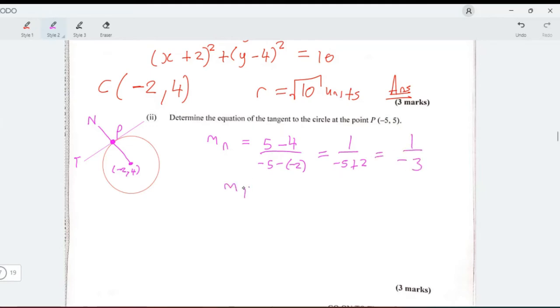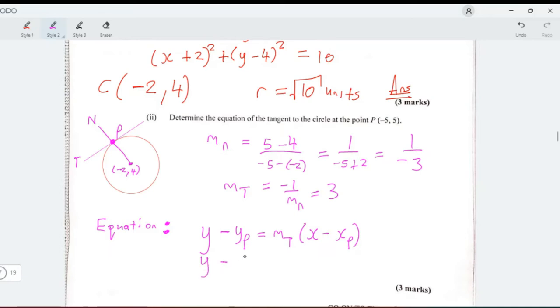So therefore, the gradient of the tangent, which is minus 1 over the gradient of the normal, that's now positive 3. Once we get the gradient of the tangent, remember now the equation is given by, you can use either y equal mx plus c, or you can use y minus y value at the point of tangency equal gradient of the tangent in bracket x minus the x value at the point of tangency.